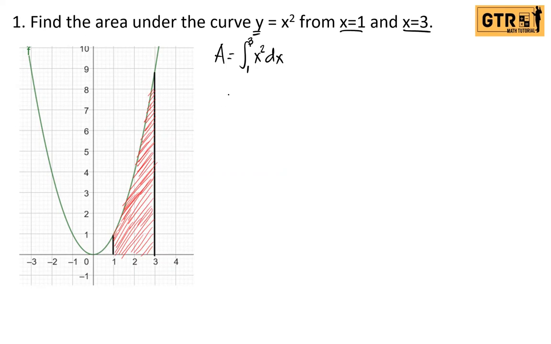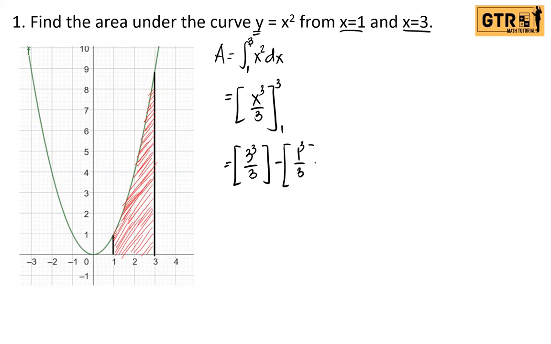So just evaluate. Therefore, the area is equal to, we use a direct formula, the integral of u to the n du. We just add 1 to the exponent. So therefore, we have x cubed over 3 from 1 to 3. Substitute the values. Substitute 3, so we have 3 cubed over 3 minus, substitute 1 for every x, so we have 1 cubed over 3.